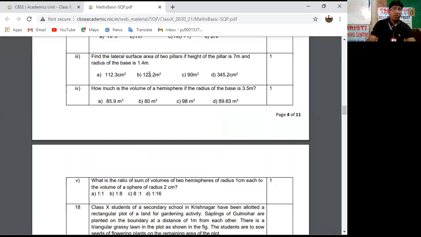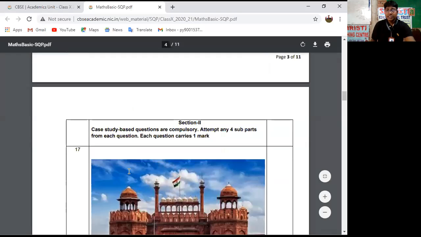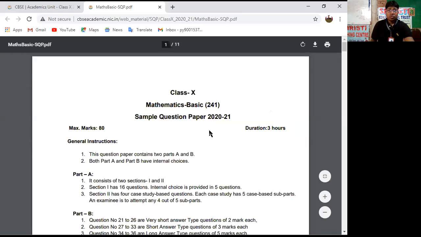Today we are going to discuss the portion of the sample paper of mathematics, which is most important from your examination point of view. Because from the sample paper, you can practice the most relevant questions and maximize your performance. You can maximize your scores. So let's start the session.